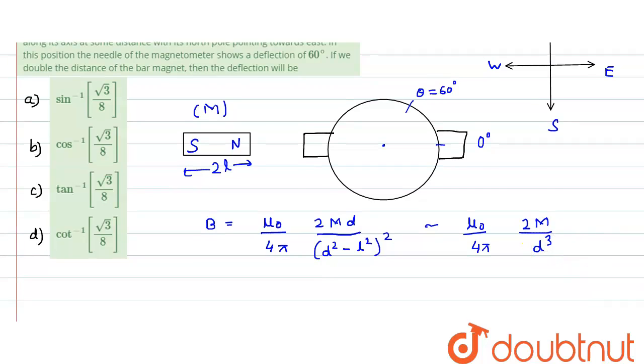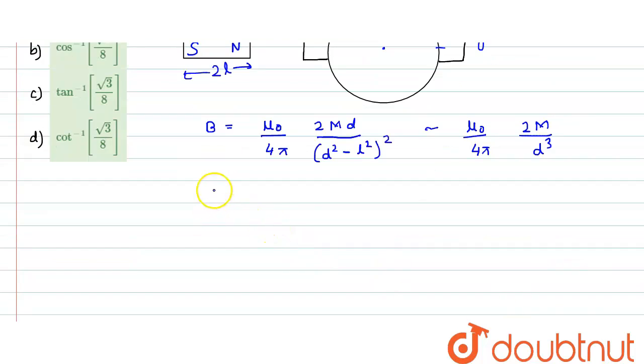Now from the tangent law, what can we write? We can say that this B would be BH into tan of theta, where BH is the horizontal component of the Earth's magnetic field. So from this relation, theta is the deflection at which the magnetometer would orient itself.